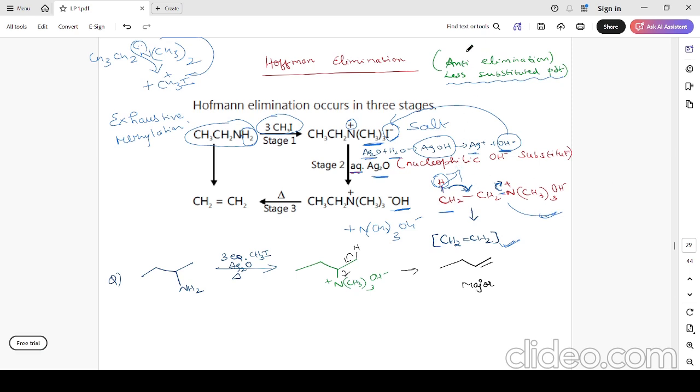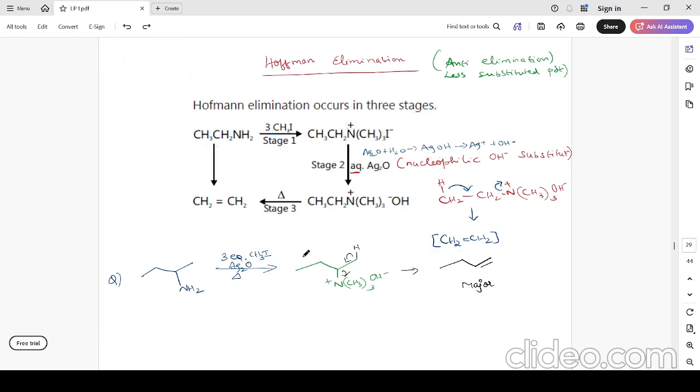This elimination gives you anti-elimination. Here in this case, it is a symmetrical alkene, so I am unable to say whether it is anti or syn. But if it is an unsymmetrical alkene, then I will be able to say whether it is anti-elimination or not. Understood the mechanism here? Yes, ma'am. Now copy this reaction and do this reaction on your own.